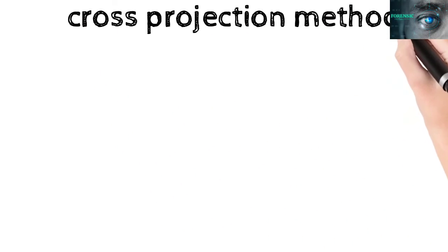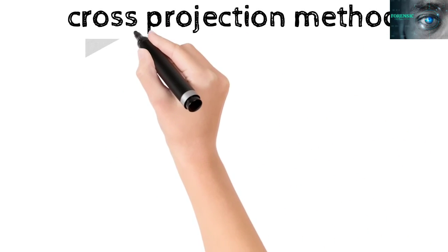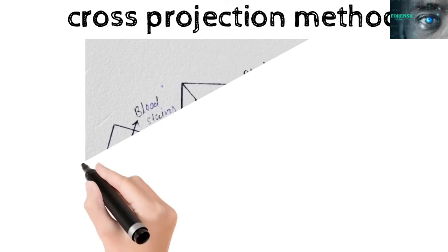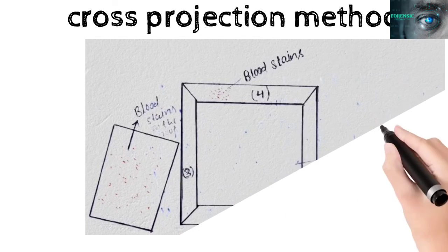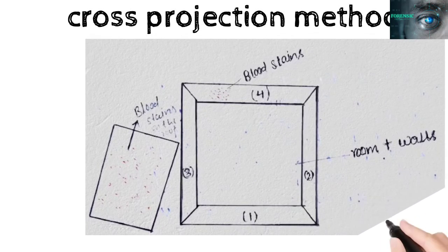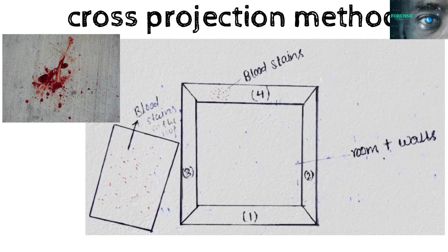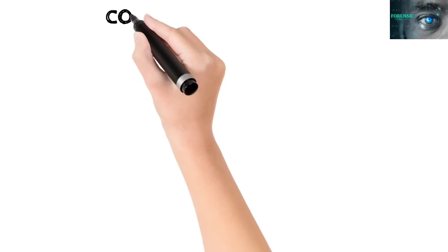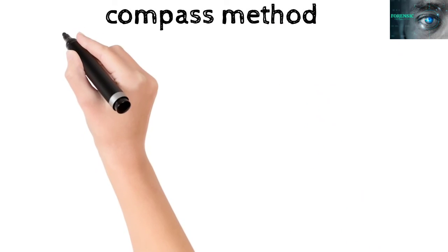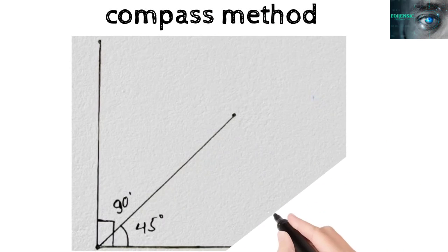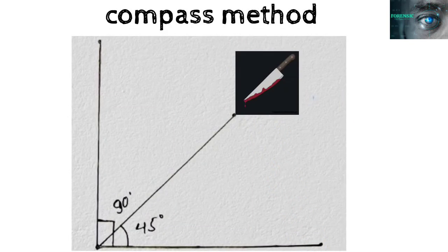Cross-projection method. The cross-projection method is used in indoor crime scenes. It is basically a top-down view of the crime scene, with the walls of the room folded down, to reveal the location of bullet holes, blood splatter evidence, and so on, which would not be apparent otherwise. Measurements are then made from a designated point on the floor to the area on the wall in question. Compass method. It indicates the location of the object by providing an angle from a fixed distance.